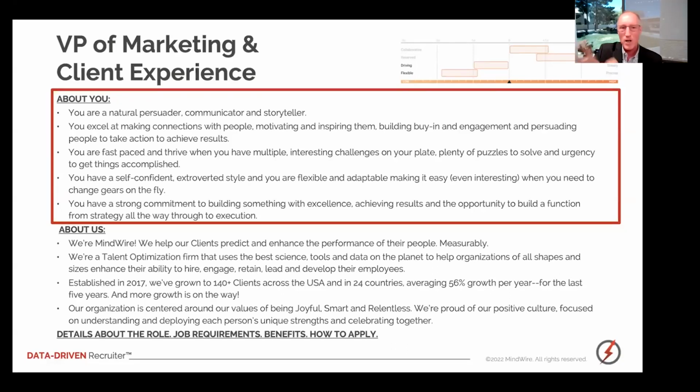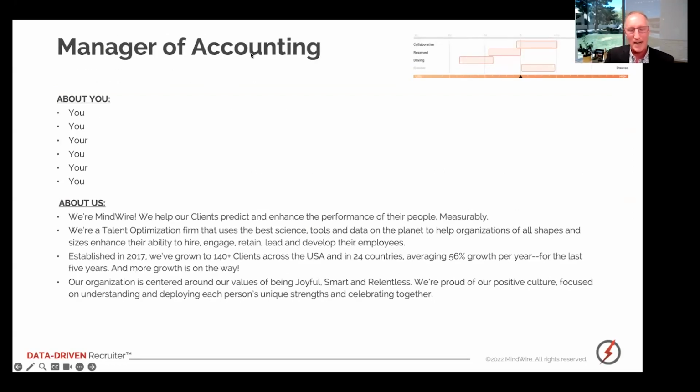So let me talk now about how you do this. I've given you a couple of examples, but for our manager of accounting, we've got different behaviors, right? I want somebody who's going to be very technically oriented, somebody who's going to be fast-paced, but a perfectionist, somebody who's going to be more about getting stuff done accurately, quickly, et cetera. So we've got to fill in the about you section, right? The rest of it's going to come with it, right?